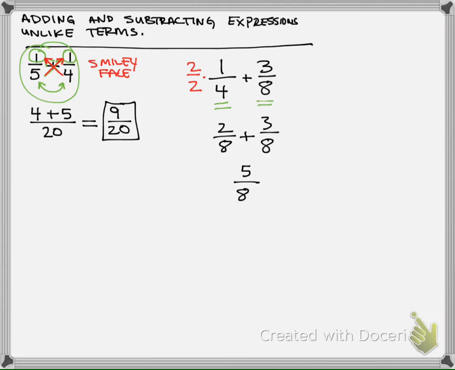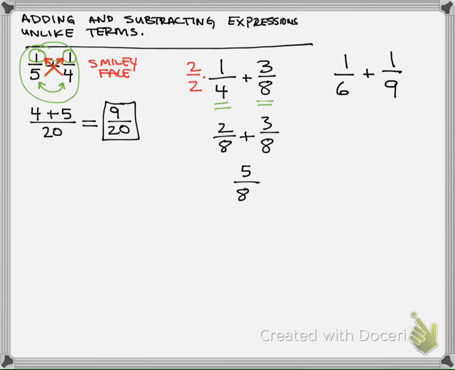Now, the last example will be sometimes you need to change both fractions. For example, 1/6 plus 1/9. So in this case, again, I could use the smiley face method because that's a method that always works, but I would need to reduce in the end. And right now I'm just showing you cases where you are less likely to need to reduce.